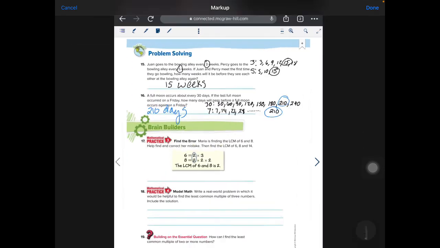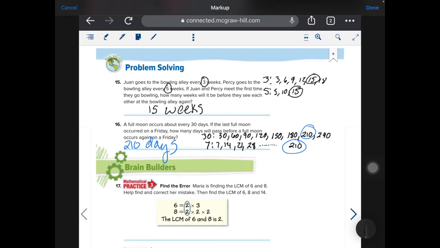And number 15. Juan goes to the bowling alley every 3 weeks. Percy goes to the bowling alley every 5. If Juan and Percy meet for the first time, they go bowling. How many weeks will it be before they see each other at the bowling alley again? This is where you skip count by 3s and by 5s. Find the common multiple of 3 and 5, and that'll be 15 weeks before they see each other again.